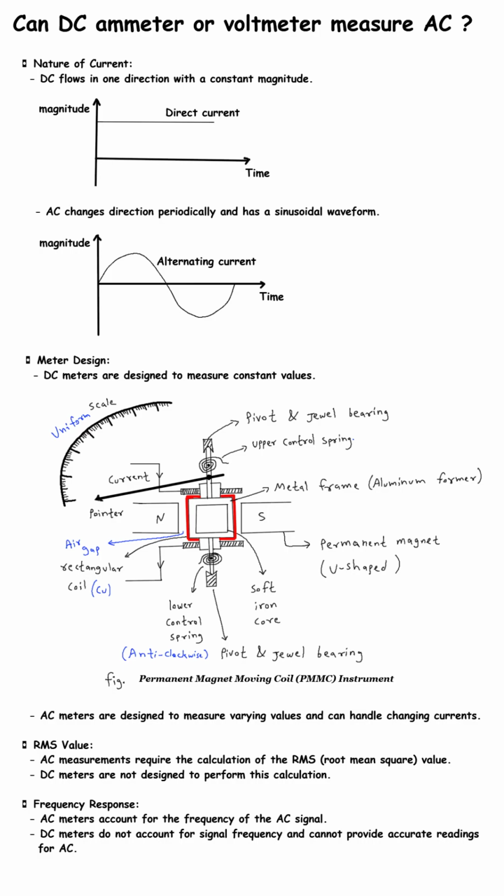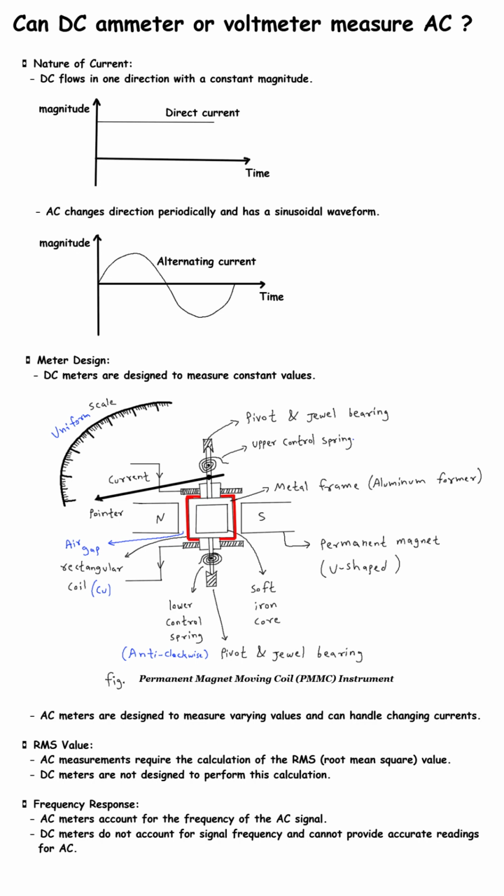The pointer moves proportionally to the current flowing in one direction, but only in one direction. So if you try to pass AC through this meter, the current constantly reverses direction, causing the pointer to oscillate back and forth rapidly. Since this vibration is too fast for the human eye to detect clearly, the meter either shows a fluctuating value or no value at all, making it completely unreliable for AC measurement.